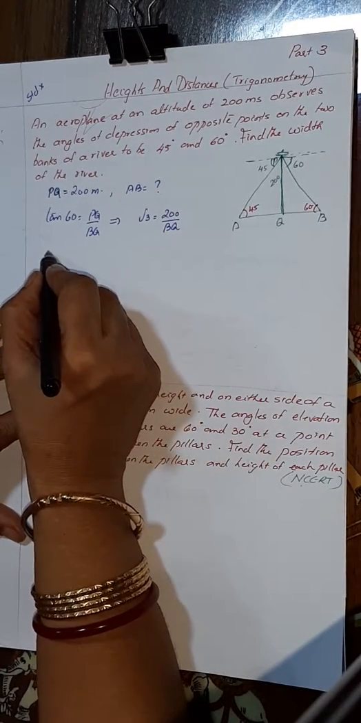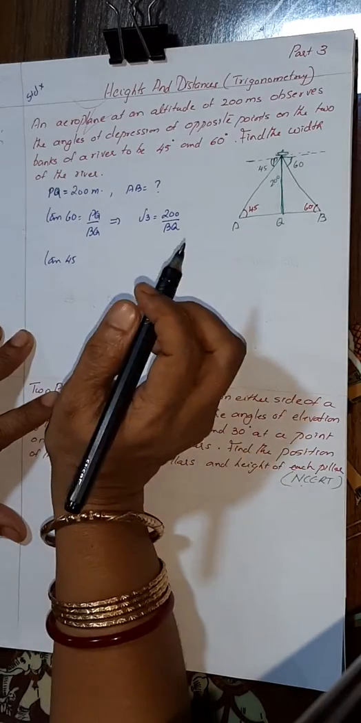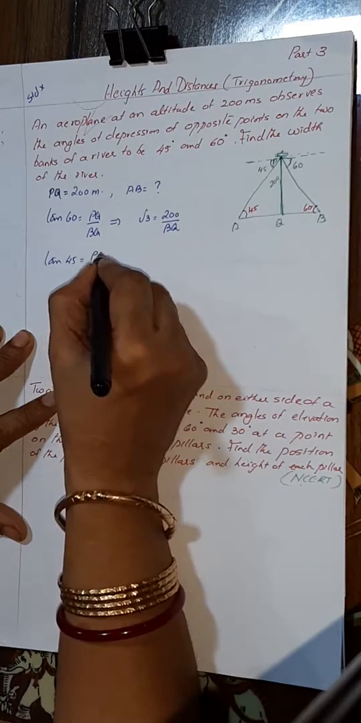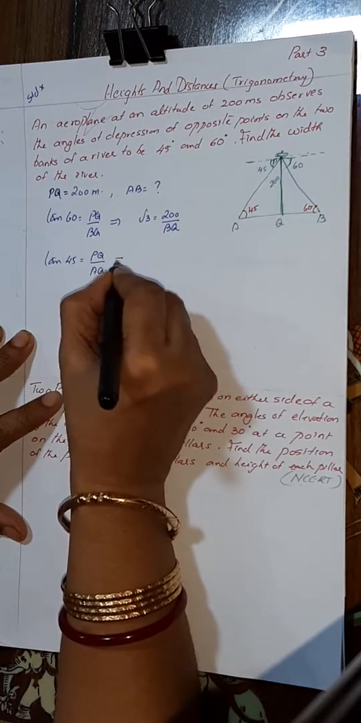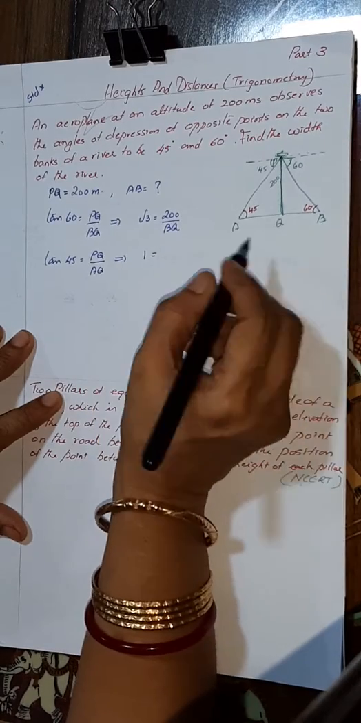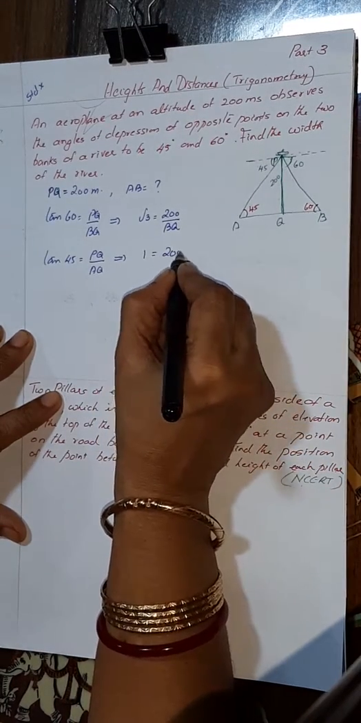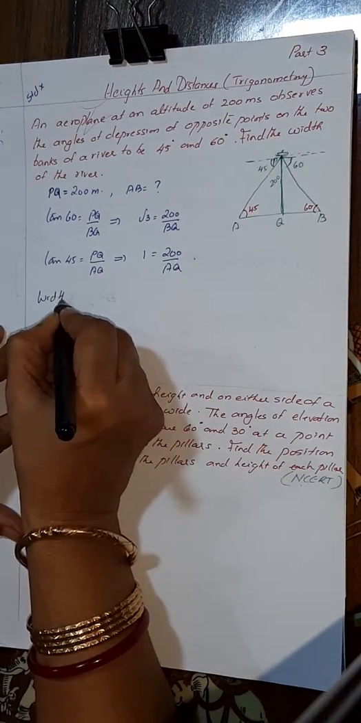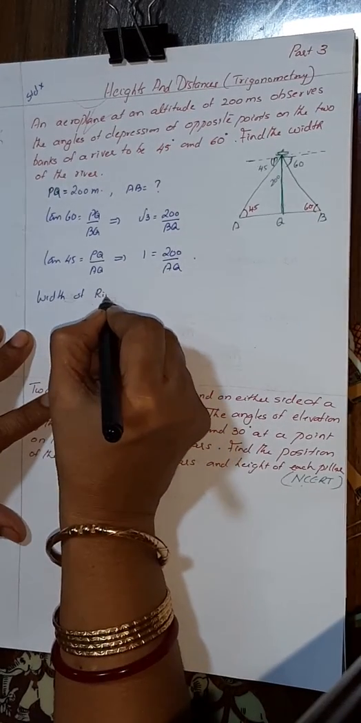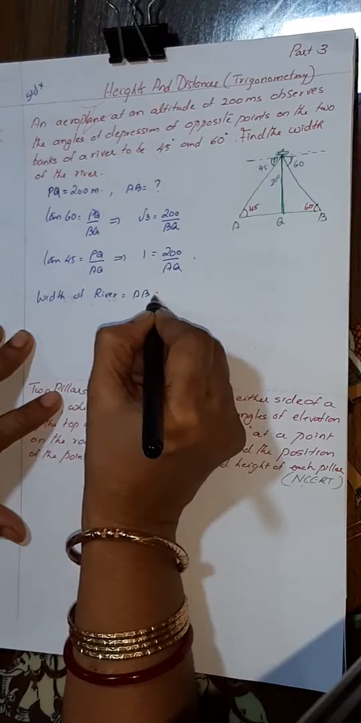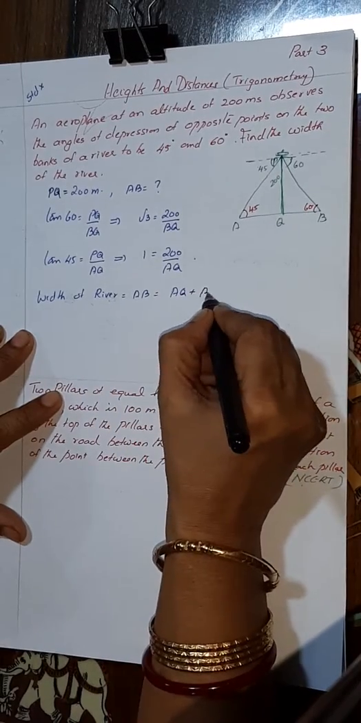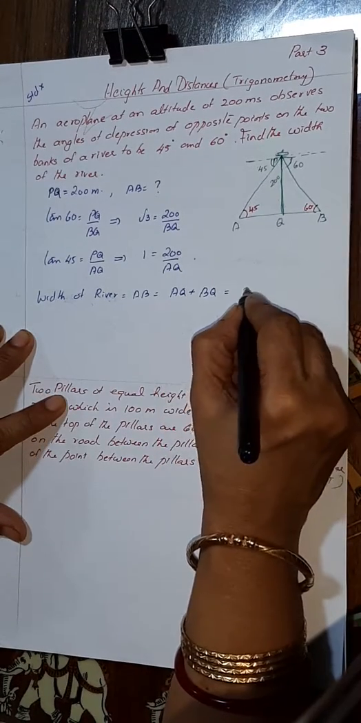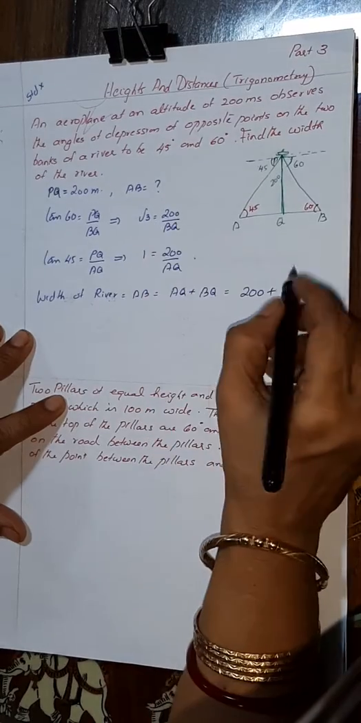Now we will take tan 45 is equal to opposite side by adjacent side. So again PQ by AQ. Tan 45 is 1, equal to PQ, which is 200, by AQ. Now we have to find the width of the river. So width of the river is equal to AB, that is equal to AQ plus BQ. So AQ will be 200 plus BQ will be 200 by root 3.